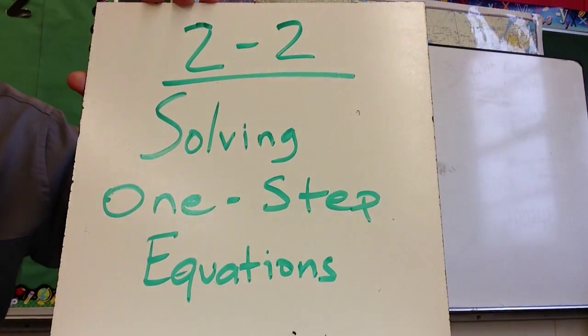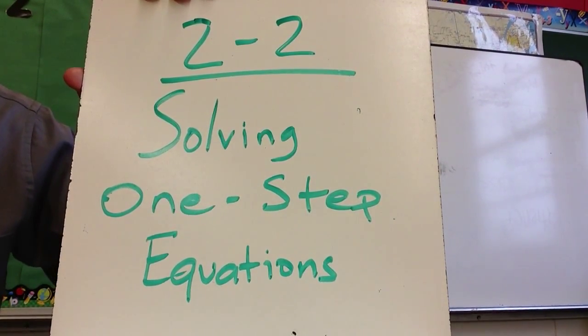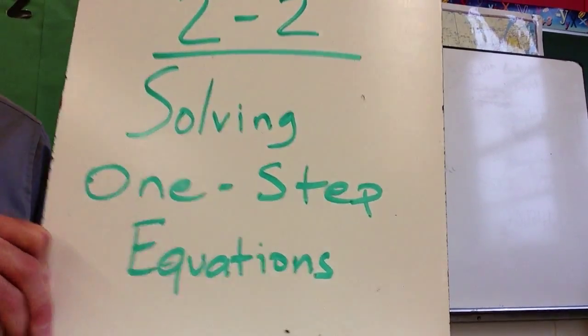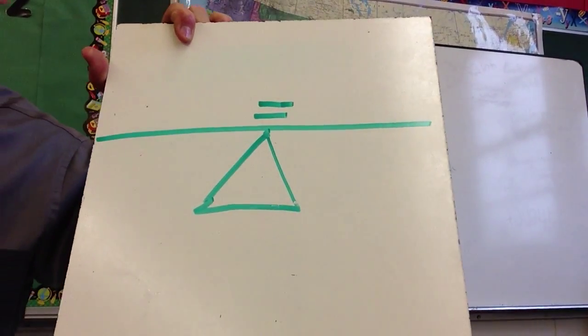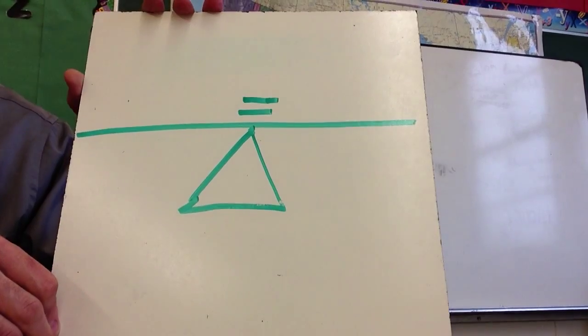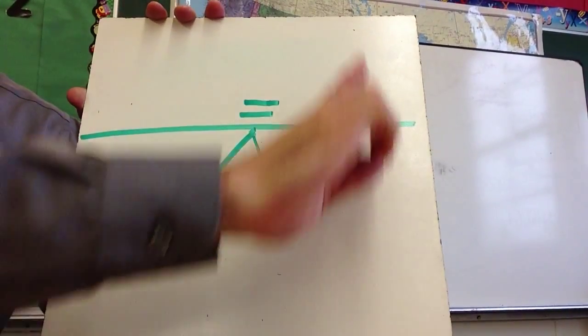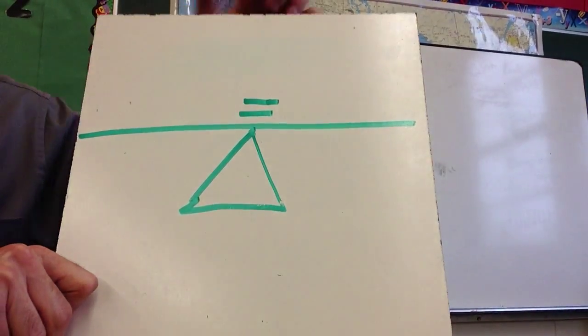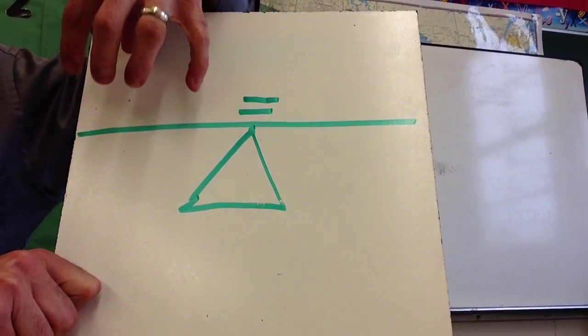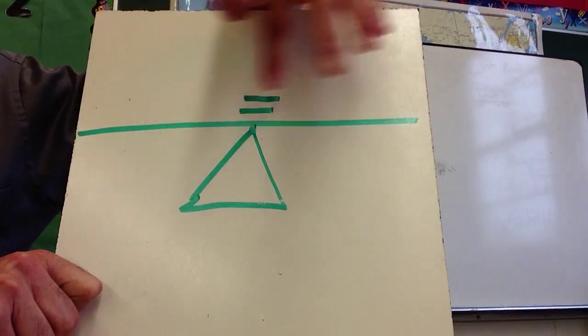Today's video is going to discuss Chapter 2.2, solving one-step equations. So I want you to think of an algebraic equation as a scale. This is kind of like my scale, which means that if I were to put something on this side to make this side heavier, this side's going to pop up. And then I would need to put the exact same weight that I just put on this side over to this side so it would be even again.